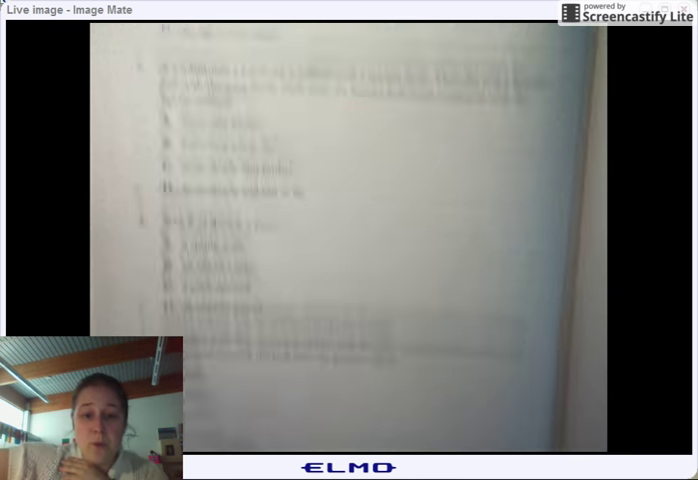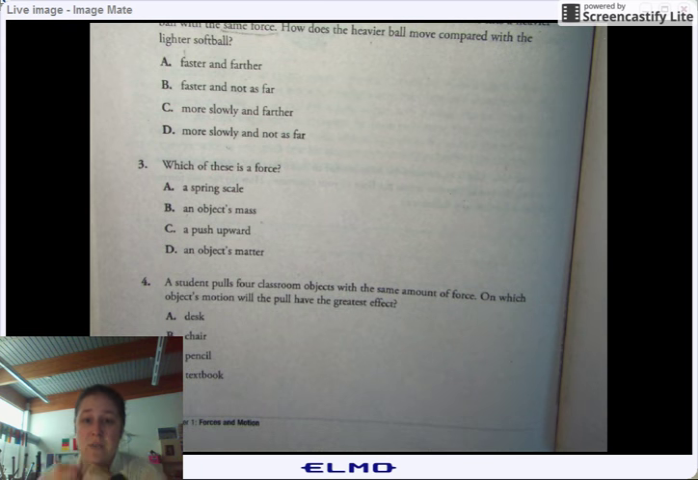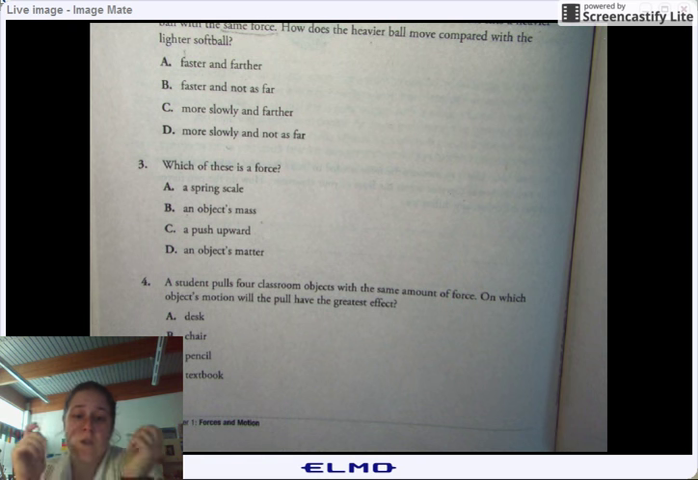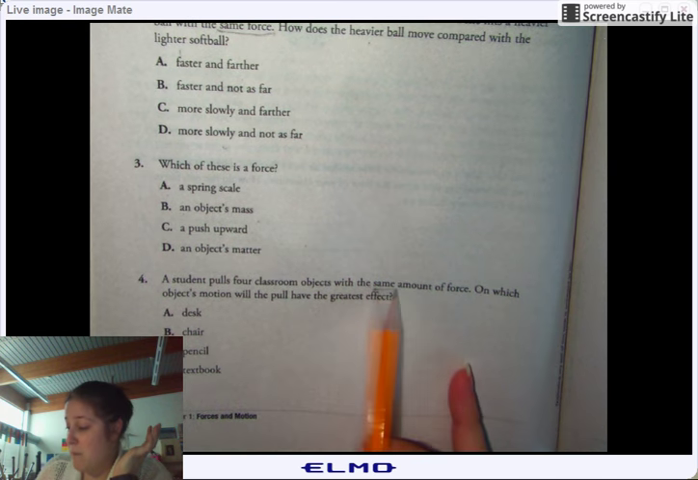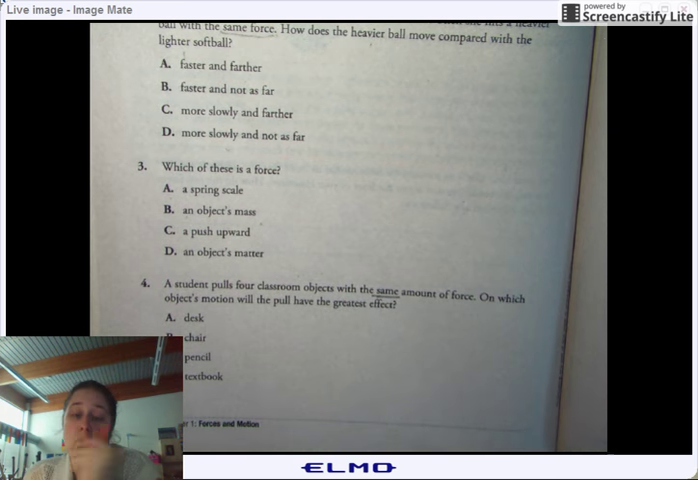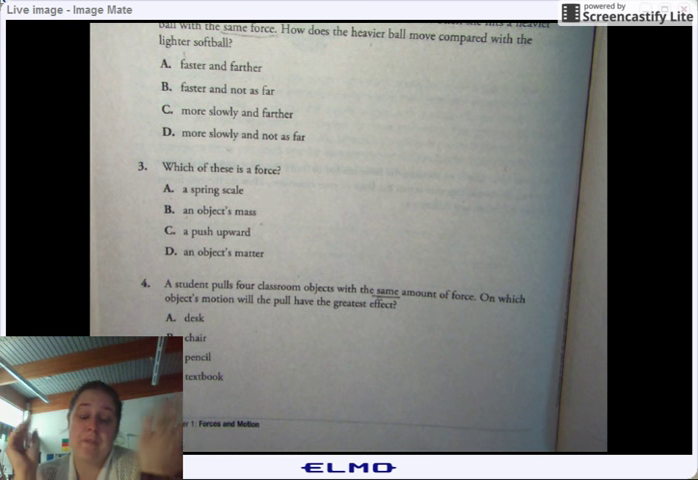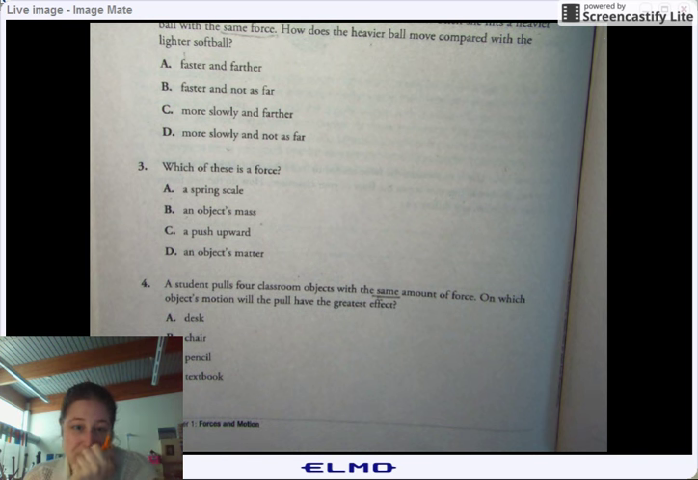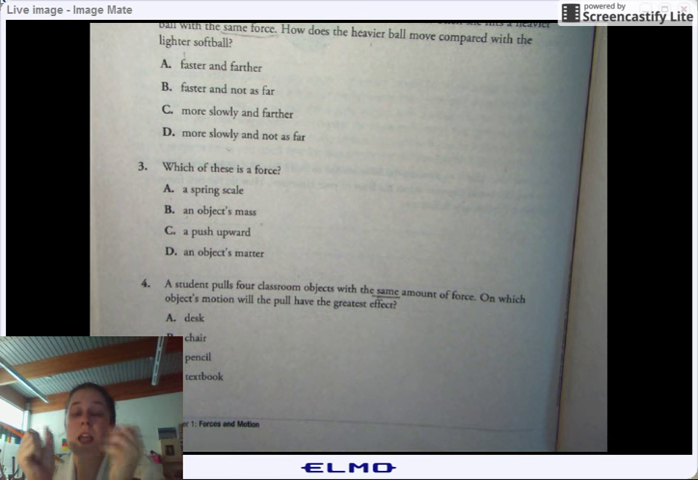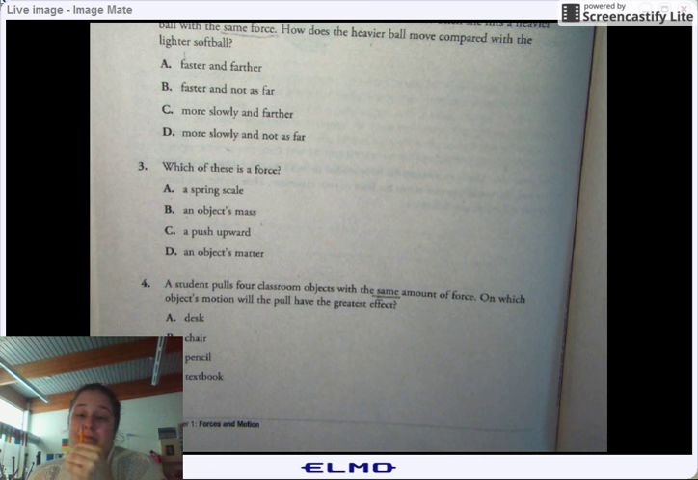A student pulls four classroom objects with the same amount of force. On which object's motion will the pull have the greatest effect? Okay, take a moment. Same amount of force. It's going to have the greatest effect.